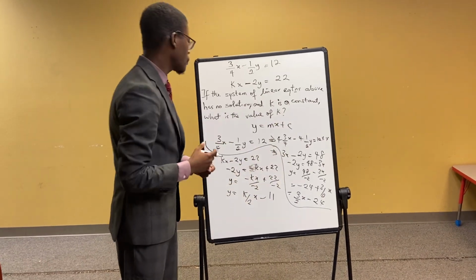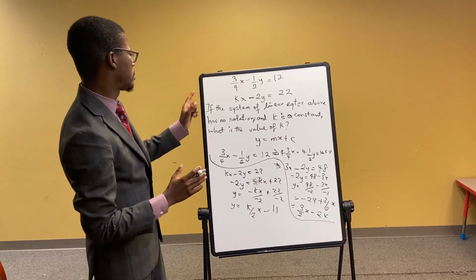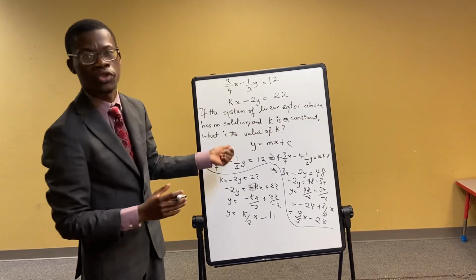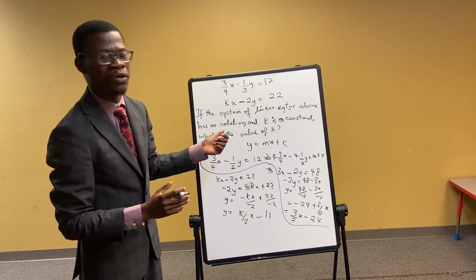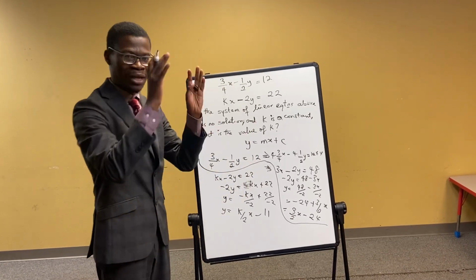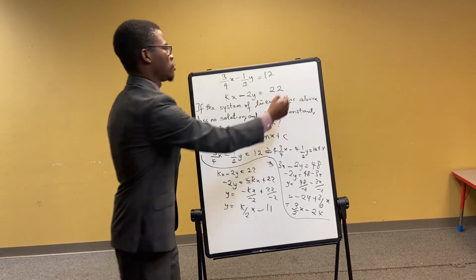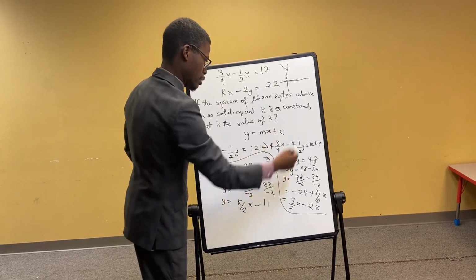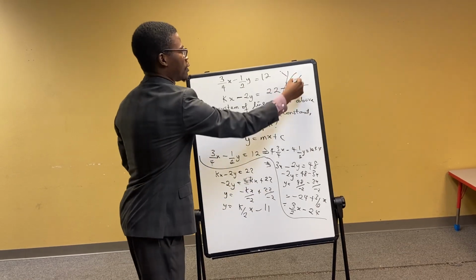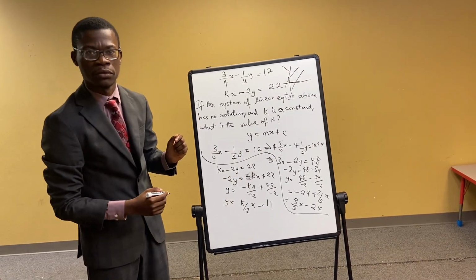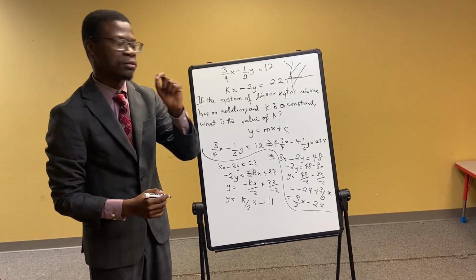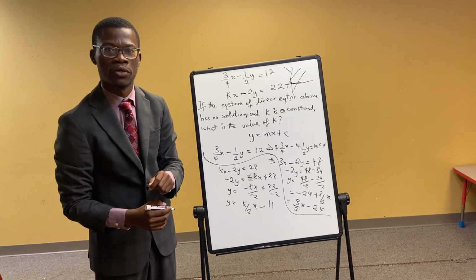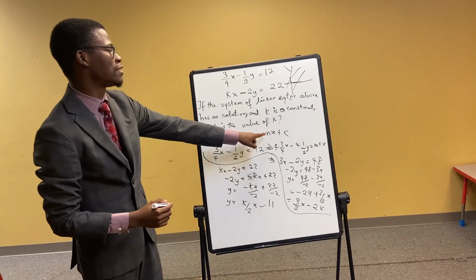Now, the next thing we need to know is that the question says the system of linear equations above has no solution. What does that mean? They are both parallel lines. So they go like this. If they are two parallel lines, they have no solution. And parallel lines on the same graph have the same slope. What does that mean? They have the same m.